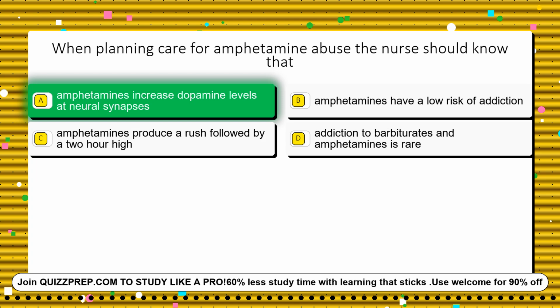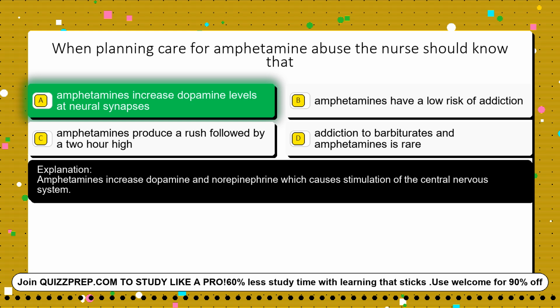The correct answer is option A. Amphetamines increase dopamine levels at neural synapses. Amphetamines increase dopamine and norepinephrine, which causes stimulation of the central nervous system.